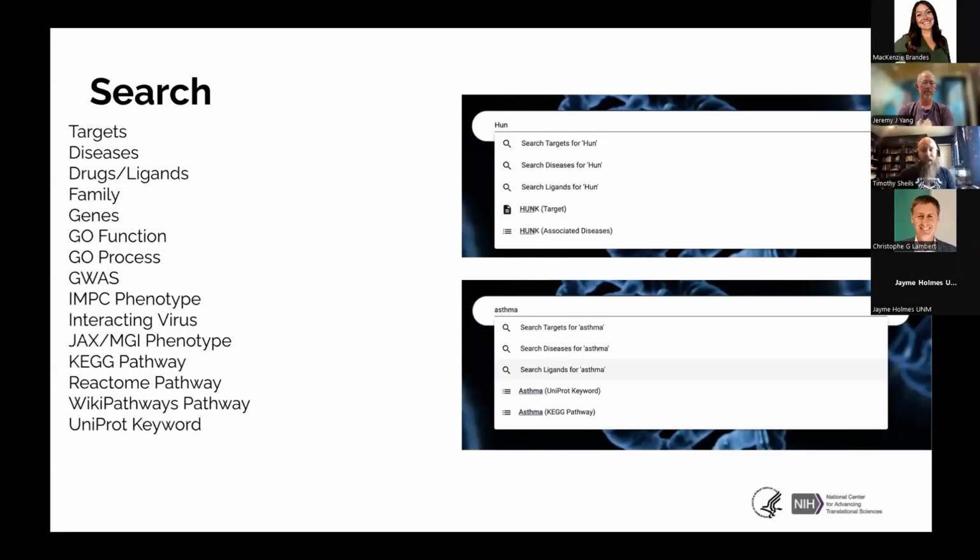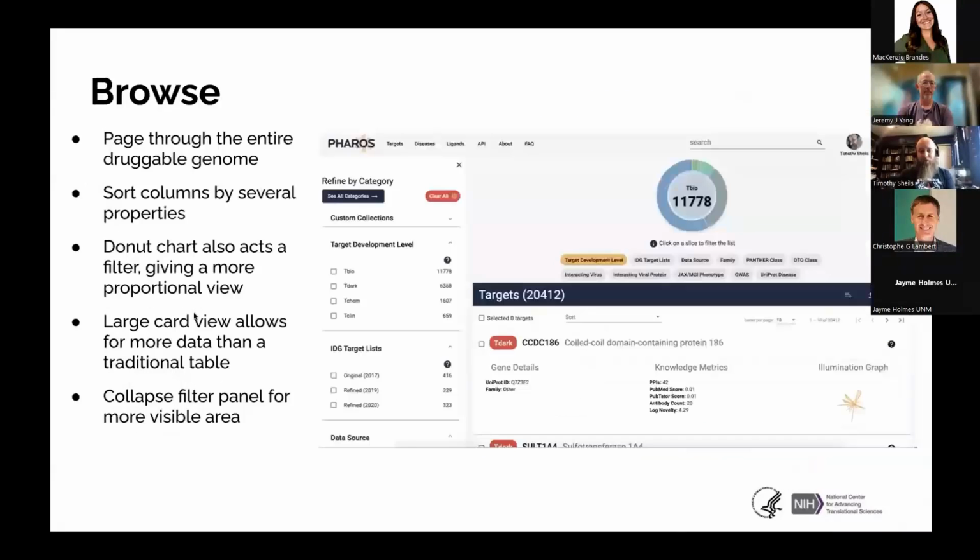So we have the ability to search over a multitude of facets and different properties, and I'm going to move through these pretty quick. Obviously you can browse. Browsing through the entire genome in Pharos is not too helpful, but there are filters along the side that allow users to stack different categories and different filters and find hopefully targets that they're interested in.